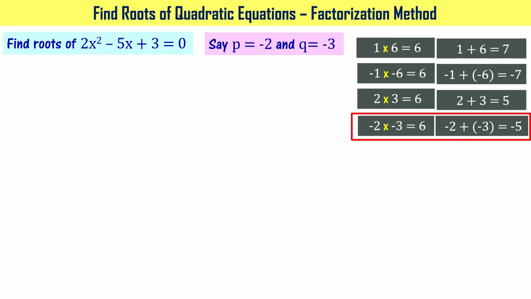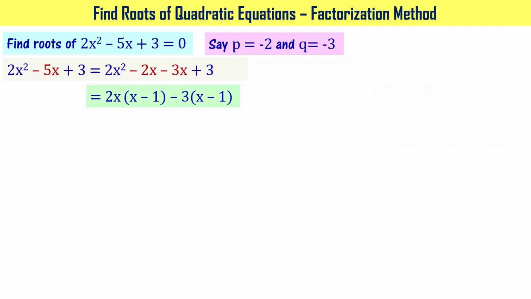Now let's split the middle term minus 5x such that it can be written as minus 2x minus 3x. So the whole of the left hand side term becomes x square minus 2x minus 3x plus 3. You can take 2x as the common factor from first two terms and minus 3 as the common factor from last two terms, right? When you do that, you get an expression like this.